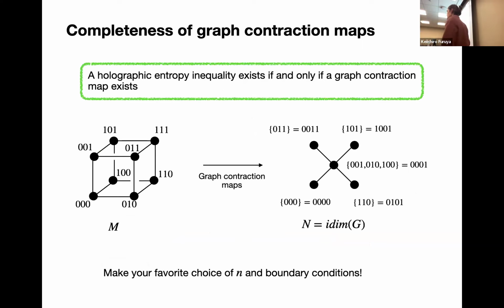Okay, so now this answers your question, the completeness of the graph contraction map. There's a thing called the contraction map, not the graph contraction map, but the contraction map, that's used in the holographic entropy cone paper to prove inequalities. There is one paper previous to ours, written by Min and Joyi. They proved the completeness of the contraction map, meaning that a holographic entropy inequality exists if and only if a contraction map exists.